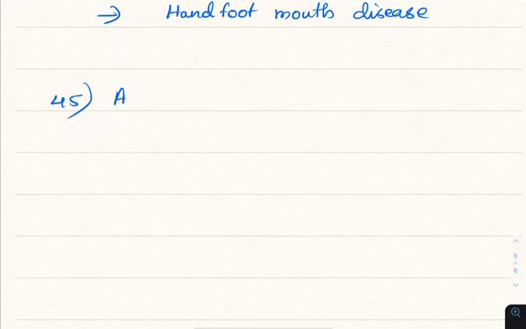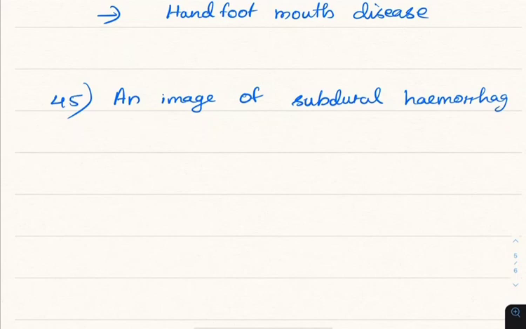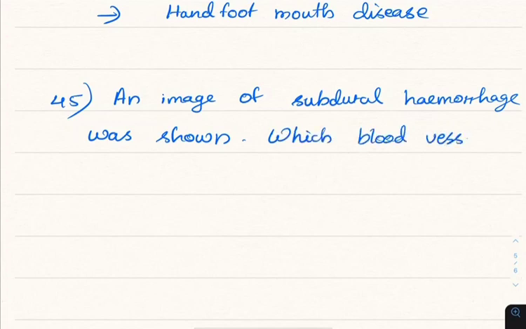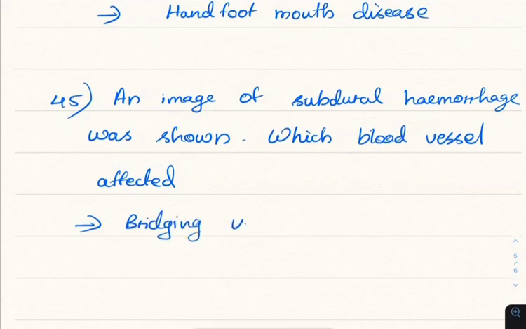an image of subdural hematoma, subdural hemorrhage was shown, and it was asked which blood vessel is affected. So the answer is, as we all know, it's again a very direct question. So the answer is bridging veins. Moving on to the next question.